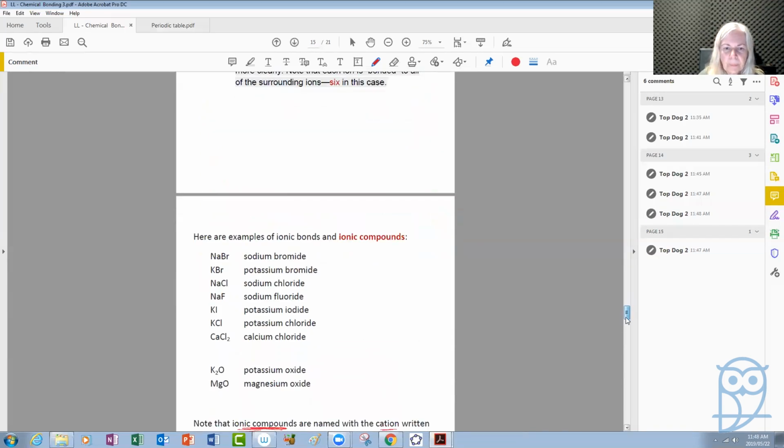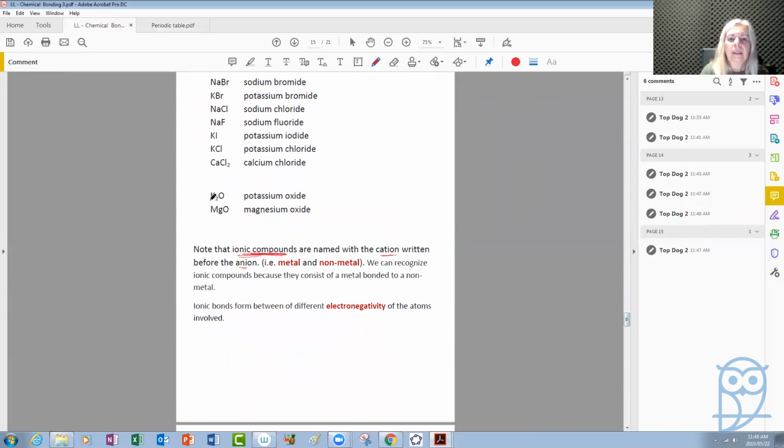All right. So the cation is written before the anion. In other words, the metal first and then the non-metal. And we can recognize ionic compounds because they consist of a metal bonded to a non-metal.